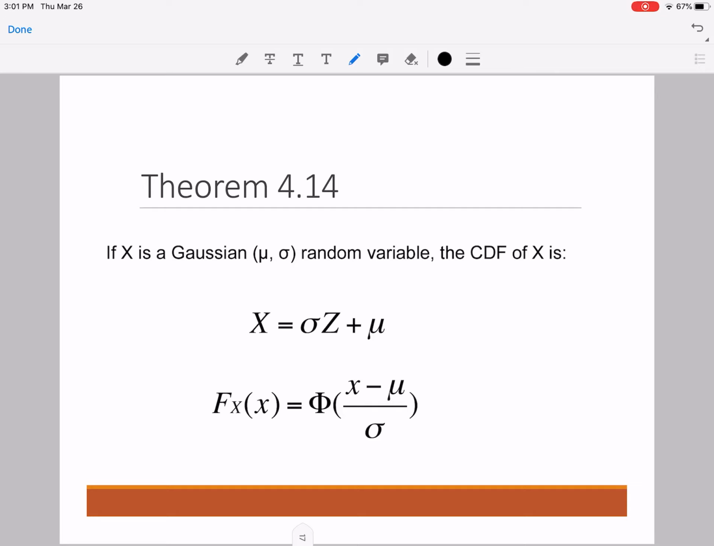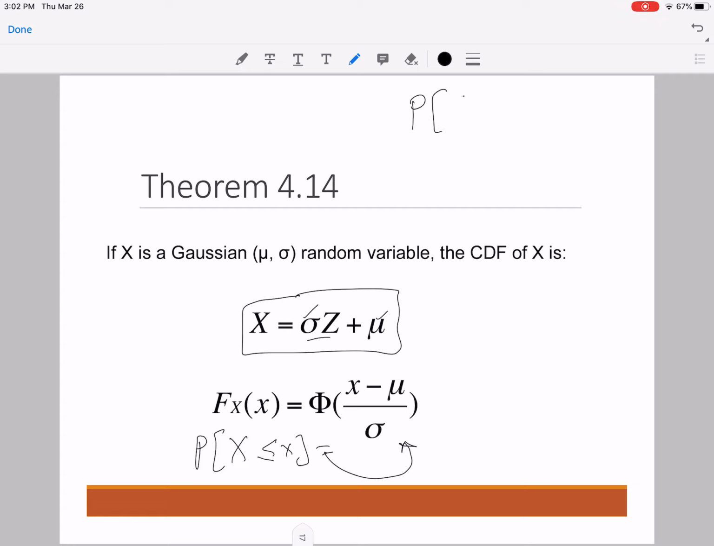You can also express a Gaussian random variable x as a linear function of a standard normal random variable in this manner. So any Gaussian random variable with mean equal to mu and standard deviation equal to sigma is expressed as a linear function of the standard normal random variable z as sigma z plus mu. To find the probability that the Gaussian random variable x is less than or equal to small x, one can evaluate the standard normal random variable CDF at x minus mu over sigma. And this is easy to prove. Let me show you how.